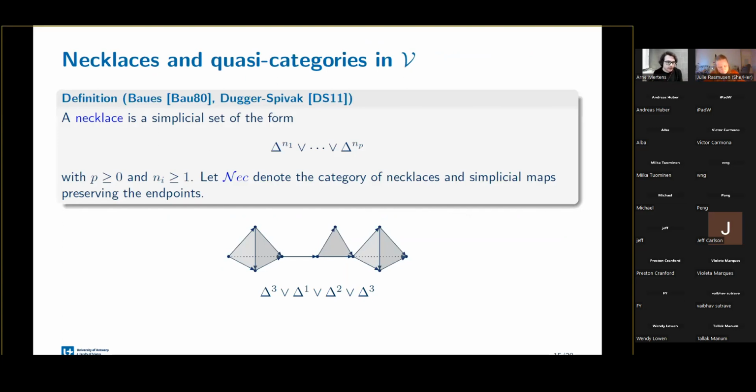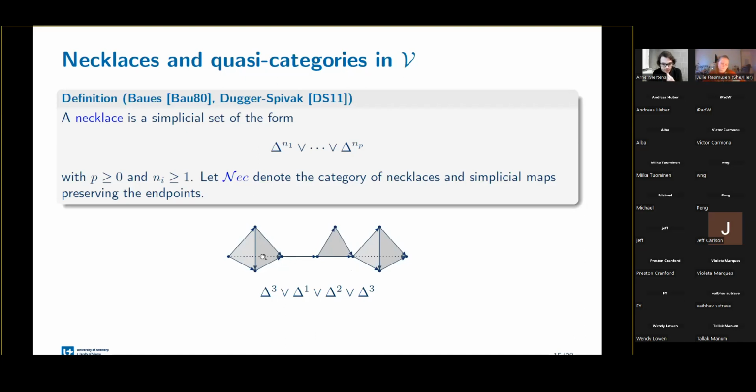Necklaces were introduced by Bauès in the 80s under a different name. I think they were called cellular strings. But they were mainly popularized by Dugger and Spivak in two papers where they describe alternatives for the mapping spaces of quasi-categories, and they use necklaces very extensively there. So it is a necklace. It's actually very simple. It's just a sequence of simplices strung together at their endpoints. So you can see where the name comes from, right? It looks a bit like a necklace. And we also call each of the simplices a bead, just like in a normal necklace.